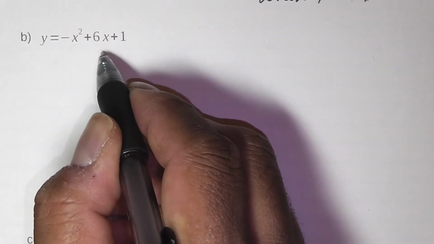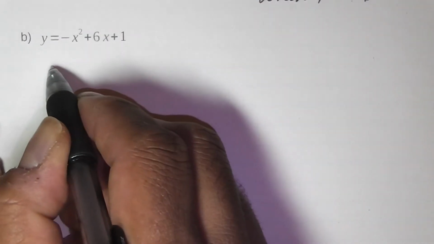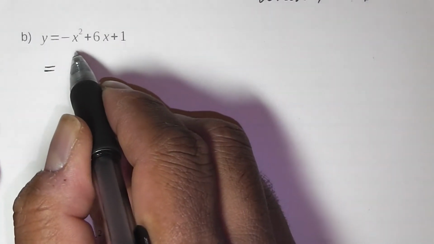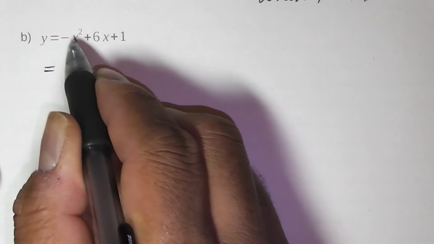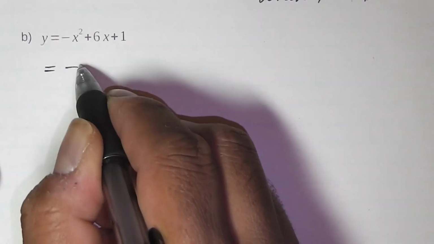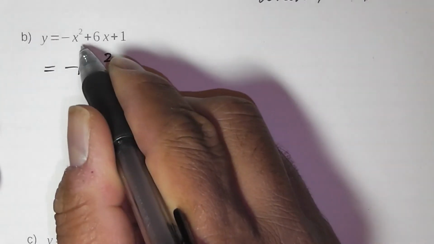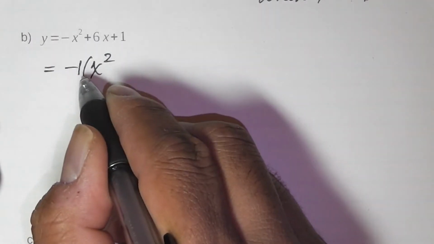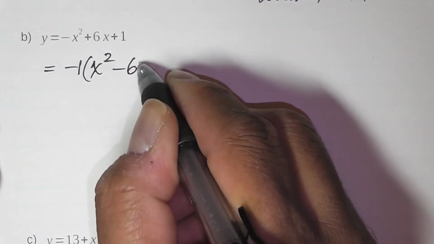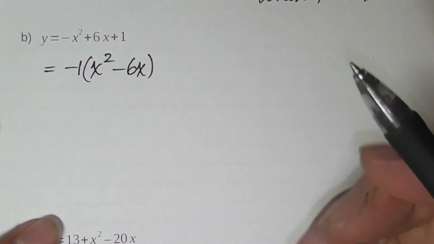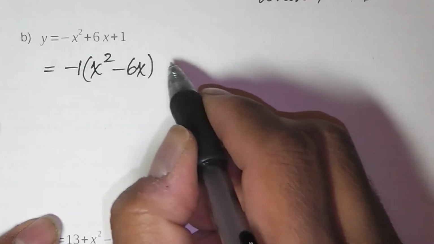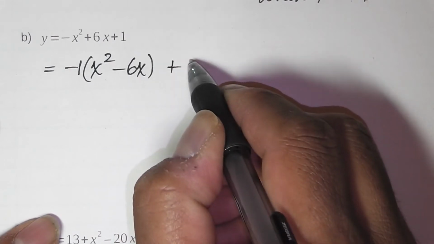I've got x squared, x, and a number. I'm going to factor out the coefficient of x squared. In this case, it's negative 1. Negative 1, bracket x squared. Positive 6x divided by negative 1, negative 6x. Close brackets. That positive 1 goes outside.